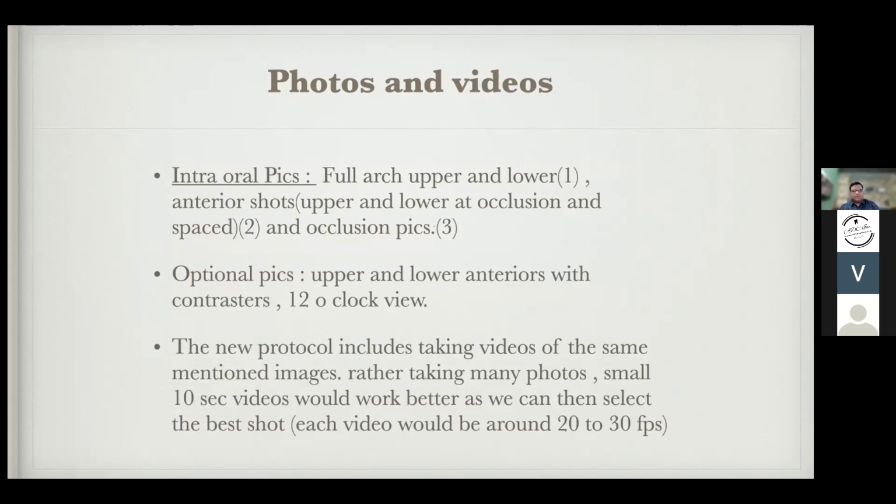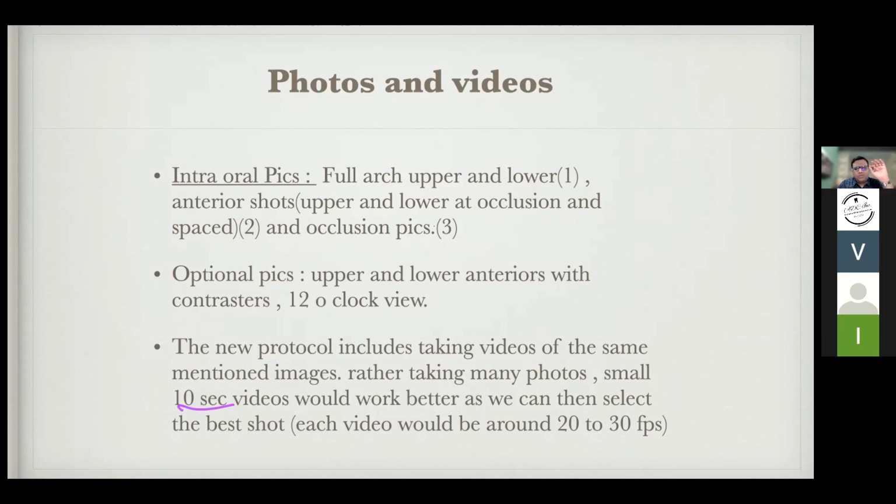You can take a screenshot of this. Now the new protocol includes taking videos of the same rather than taking photos, just small 10-second videos. At the end, I will play those 10-second videos, and trust me, any camera that you have today, any mobile phone camera, is minimum 30 frames per second. So in 10 seconds, you are recording 300 images. If you cannot get it right in 300 images, you cannot get it right in the next 3000 also. So it's easier to take a video and then take a screenshot from there.